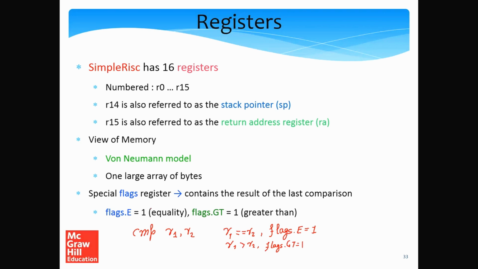So we can make out the result of the last comparison by taking a look at these two flags, flags.e and flags.gt. This is a broad idea, but we'll get a chance to discuss the meaning of these two flags in great detail when we look at the compare instruction.